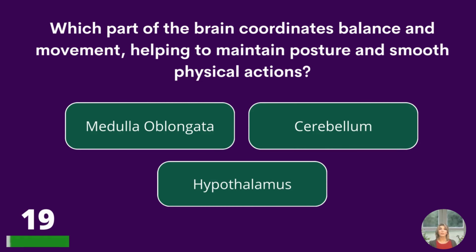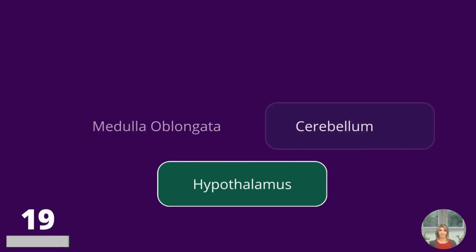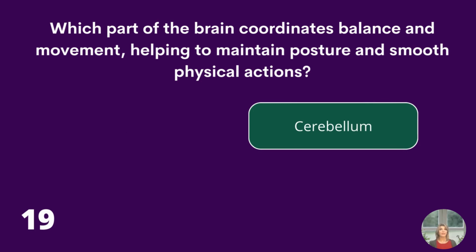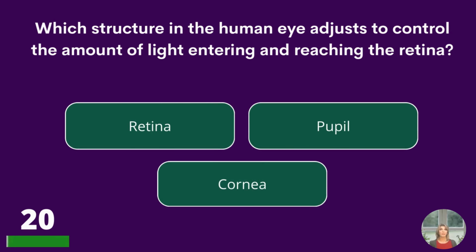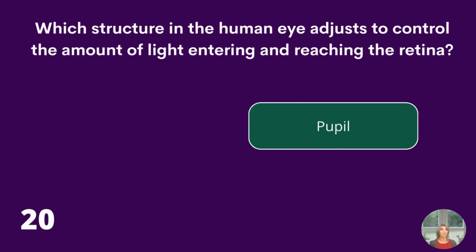Which part of the brain coordinates balance and movement, helping to maintain posture and smooth physical actions? The cerebellum. Which structure in the human eye adjusts to control the amount of light entering and reaching the retina? The pupil.